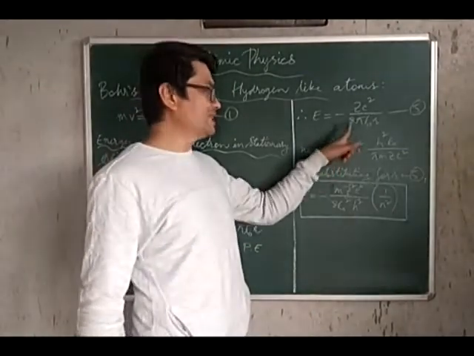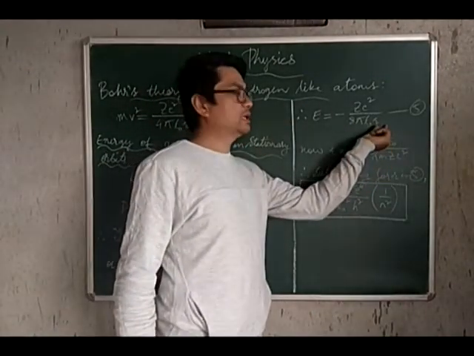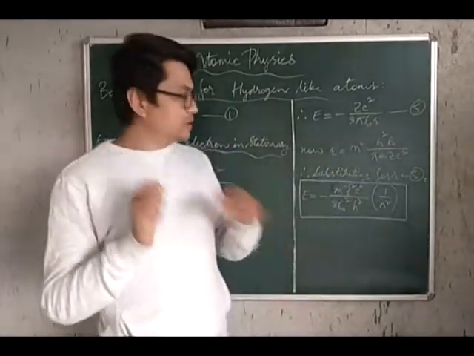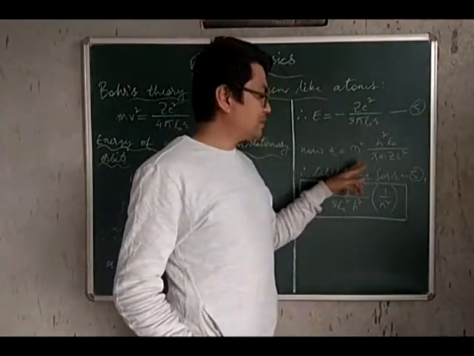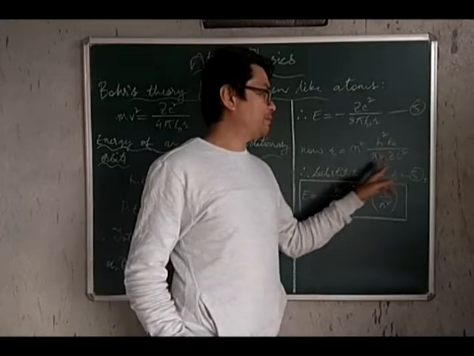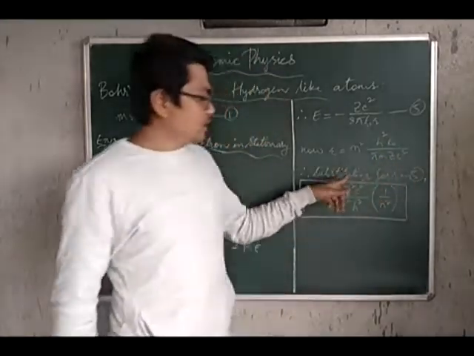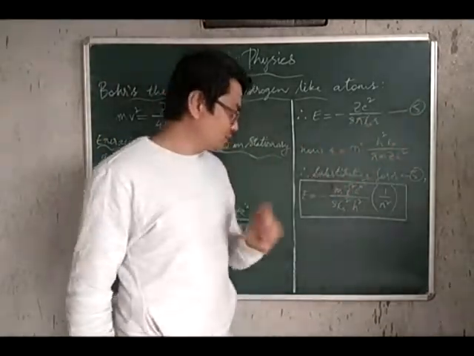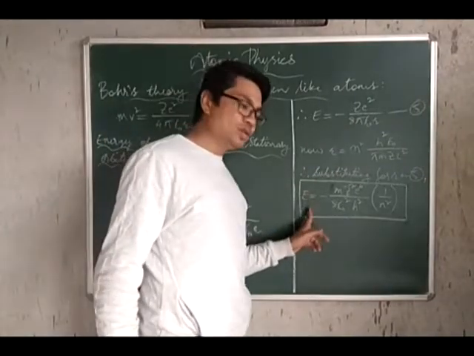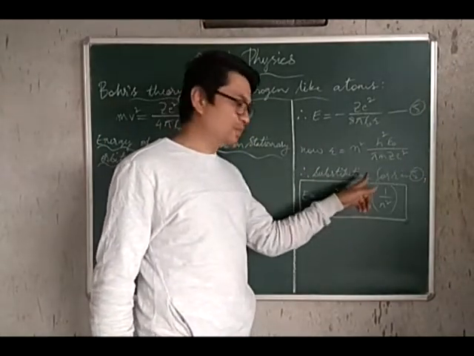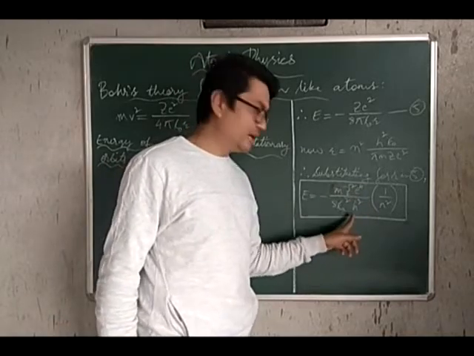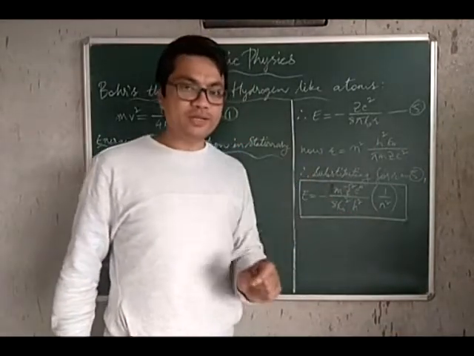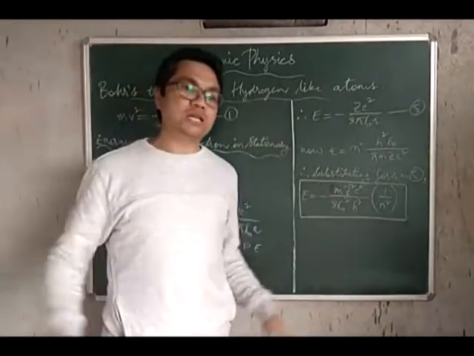So, now in this equation, we substitute for r. We've already calculated the radius in stationary orbits, and it has come out to be n squared h squared epsilon naught divided by pi m z e squared. I believe this was equation number 3. So when we substitute for r from this equation in equation number 5, you can try doing this yourself, the energy comes out to be minus m z squared e to the power 4 divided by 8 epsilon naught squared h squared into 1 by n squared. So this is the general expression for energy of electrons in different stationary orbits.